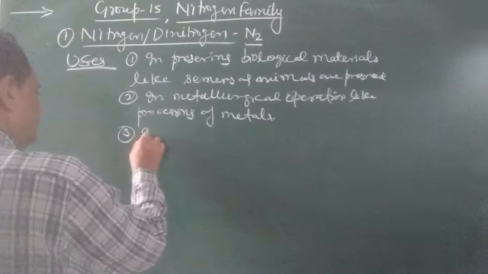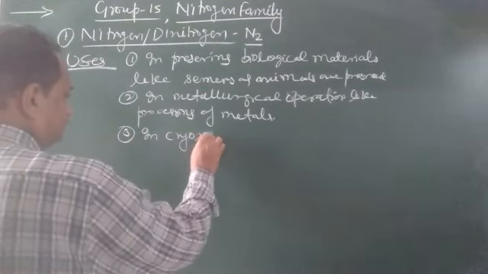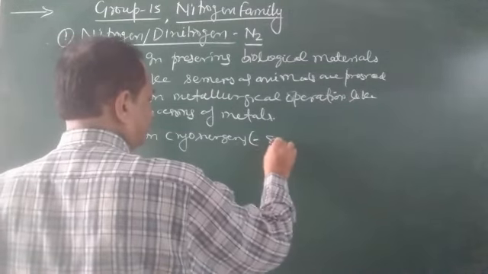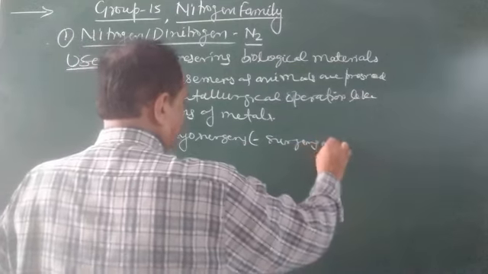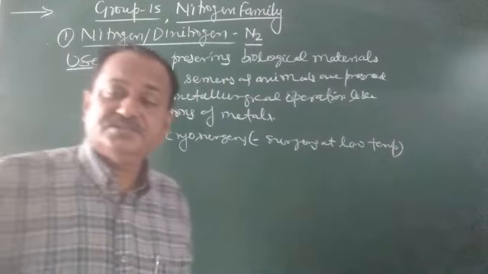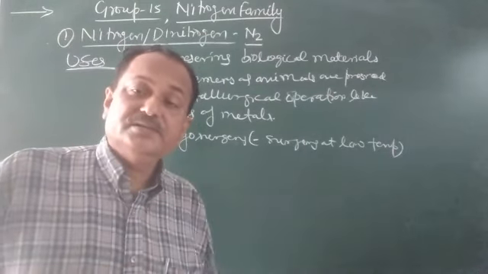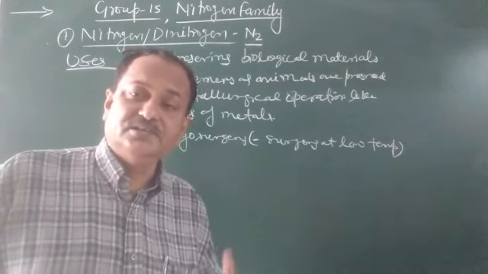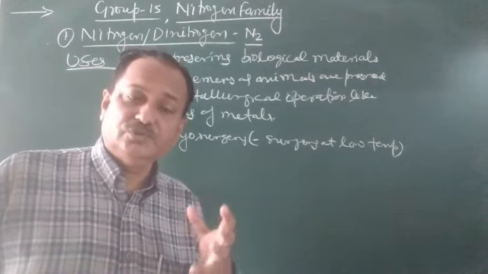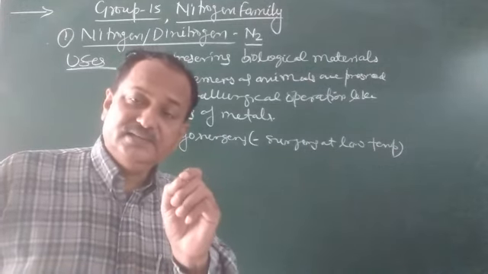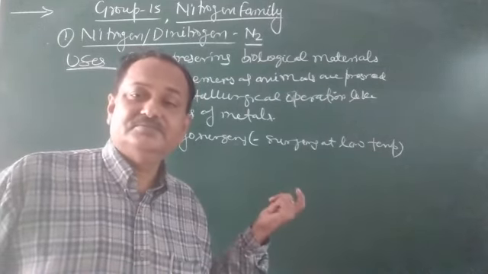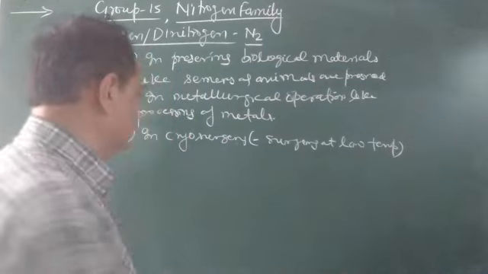Then in cryosurgery, that means surgery at low temperature. The surgeries which are highly complex, surgery of heart, surgery of brain, require very high delicacy. The veins are highly thin, and so there is blood loss. So that is used by the surgeons, and that is called cryosurgery.